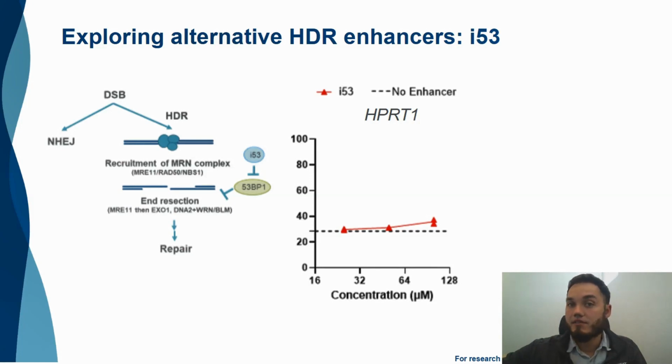We tested I53 ourselves, and while it worked when delivered as plasmid, the results were relatively inconsistent at different genomic loci when delivered as protein alongside Cas9 RNP. You can see those results here for one site where increasing concentrations of I53 protein are needed to see any sort of significant effect for HDR, represented here on the y-axis. Thus, we set out to engineer a ubiquitin variant with higher affinity for 53BP1 that would work better when delivered as a protein.